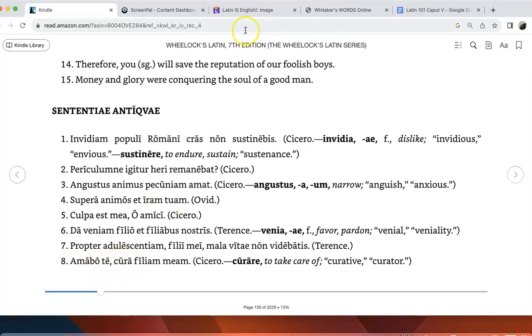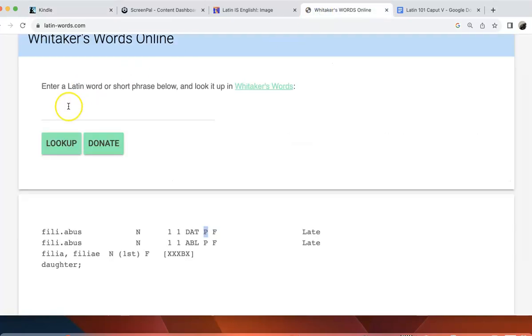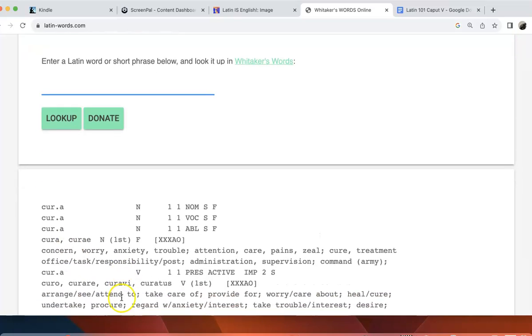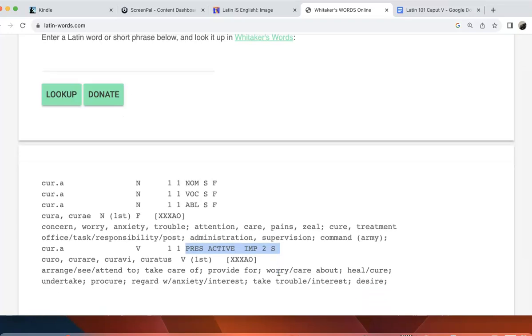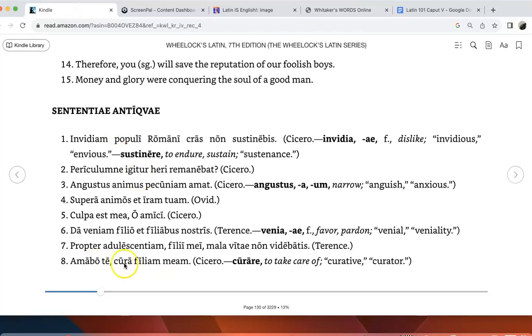And then cure is where we get the word, here it is, but here we're also using it in the imperative. So again, if we're not sure about this, seeing is believing. This doesn't help us too much because it has the noun forms too. But we have to be able to recognize based on the context that it's present, active, imperative, second person singular. But only the context will tell you that. So please take care of my daughter.